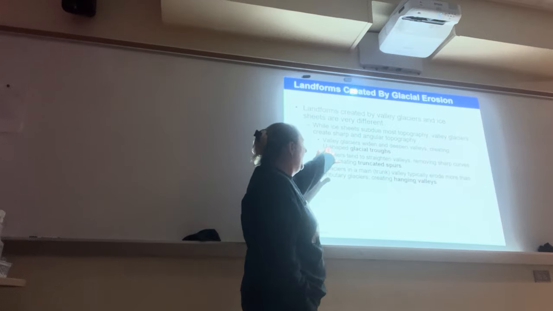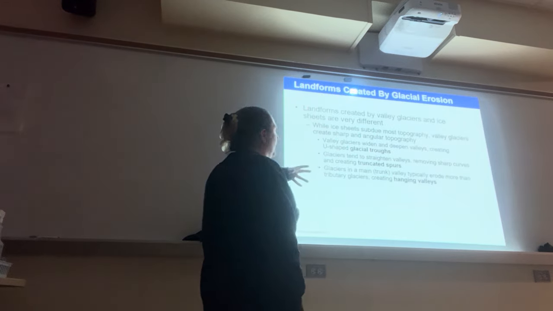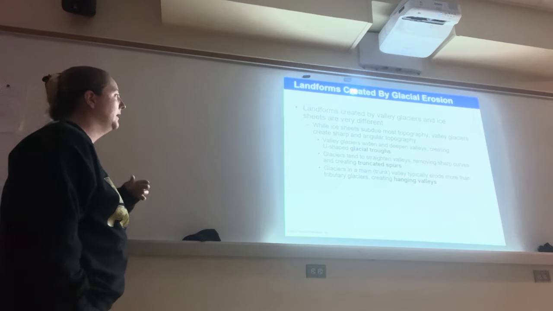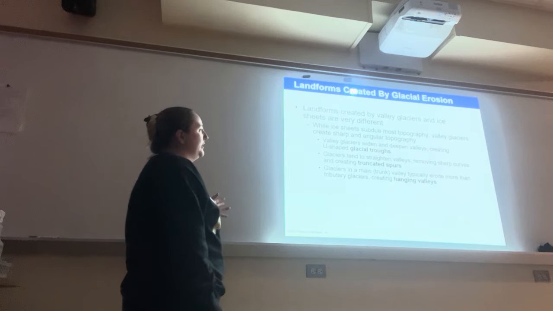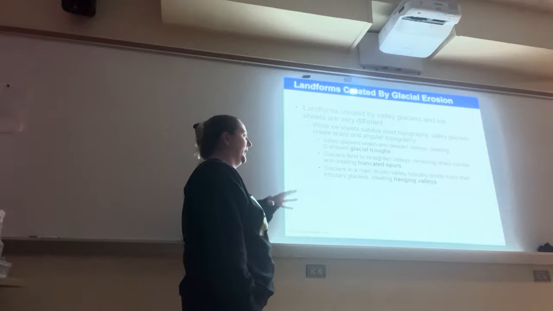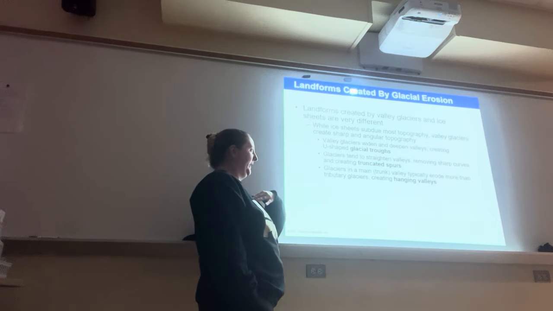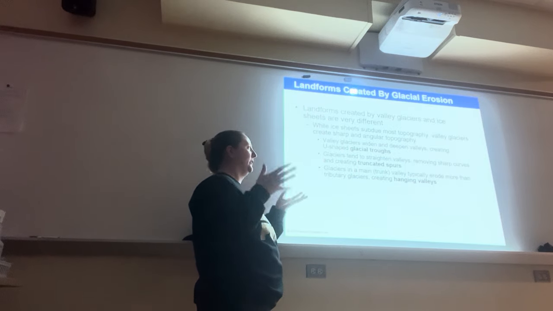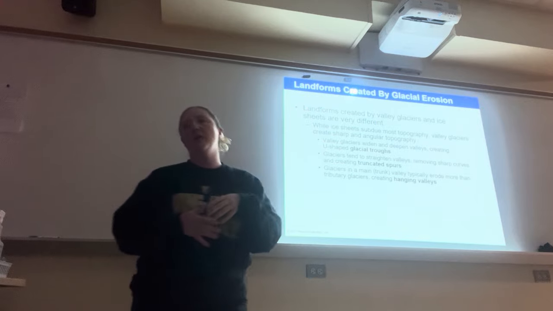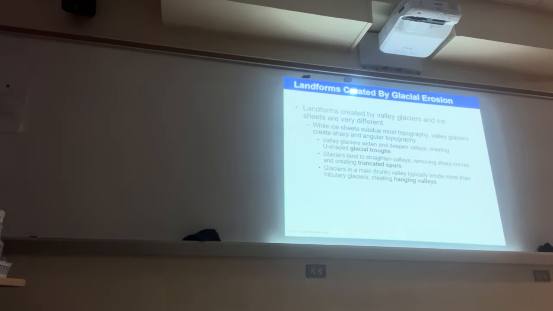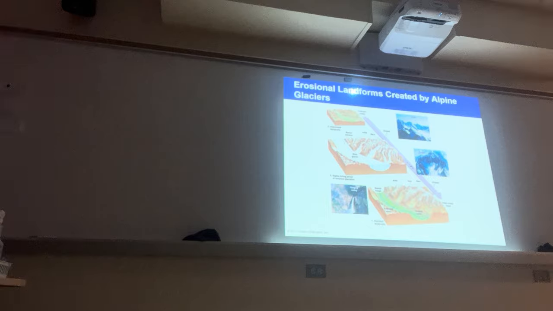The U-shaped valleys that are created by glaciers are also known as glacial troughs. If you call them U-shaped valleys, that's fine. Glaciers tend to straighten out valleys, removing sharp curves, and then they can create something called truncated spurs. We'll look at a picture of that shortly. Glaciers in the main valley typically erode more than tiny tributary glaciers, which can create something called hanging glaciers. So we'll look at all of these in an image. I think that will make it a little bit easier to understand.